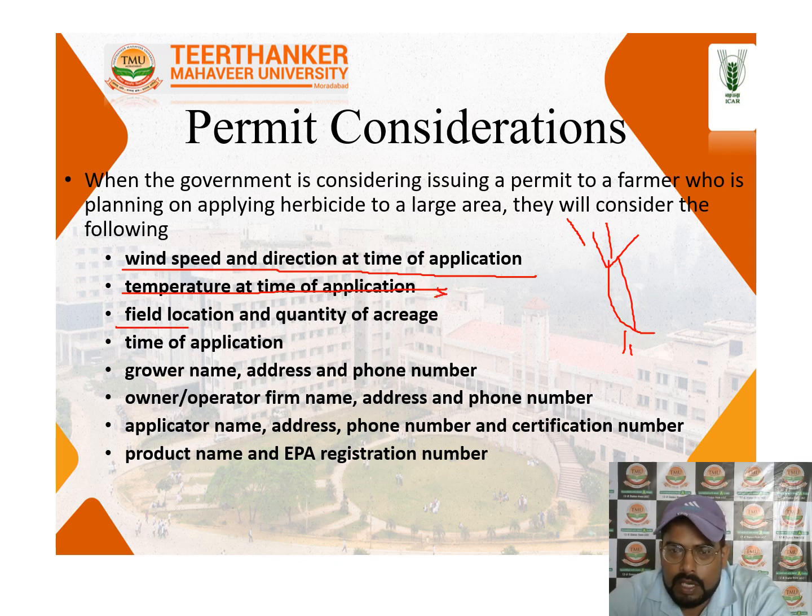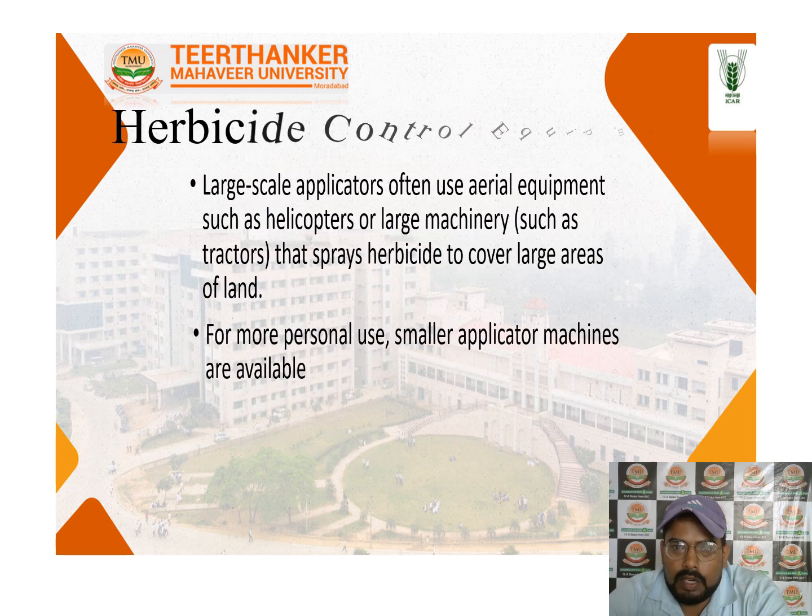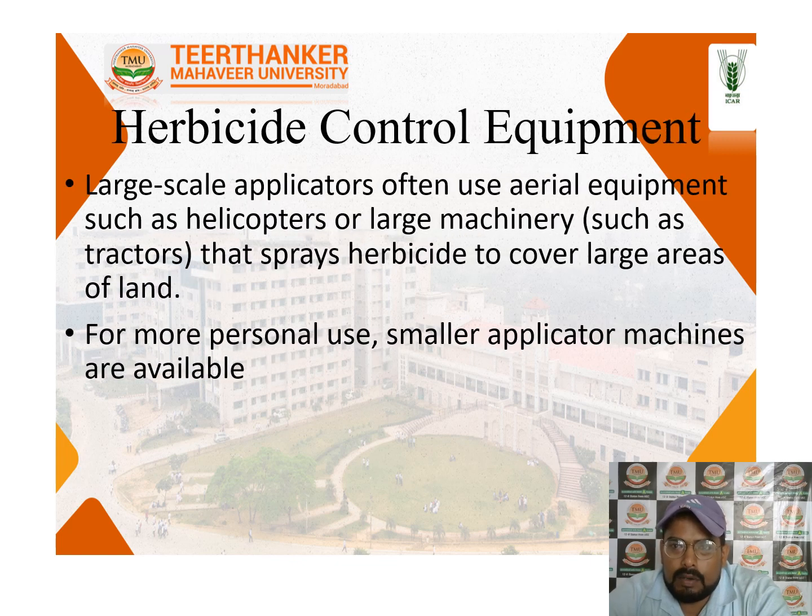Then the field location and quantity of acreage and the time of application. The grower's name, address and phone numbers, owner and operator names and phone numbers. The applicator's name, address, phone number, and certificate number. The product name and EPA registration must be included for the permit, for the consideration of the manufacturing of the herbicides. So next is herbicide application equipment.